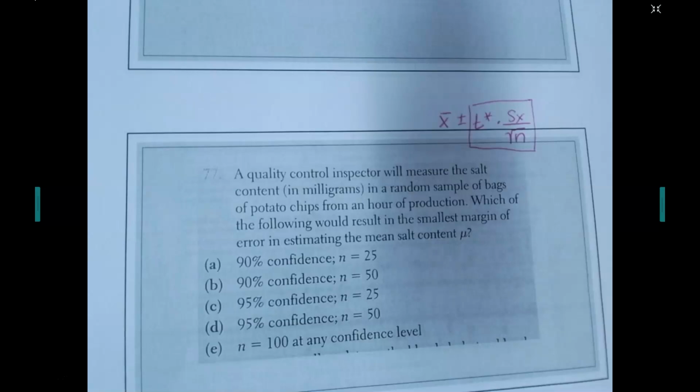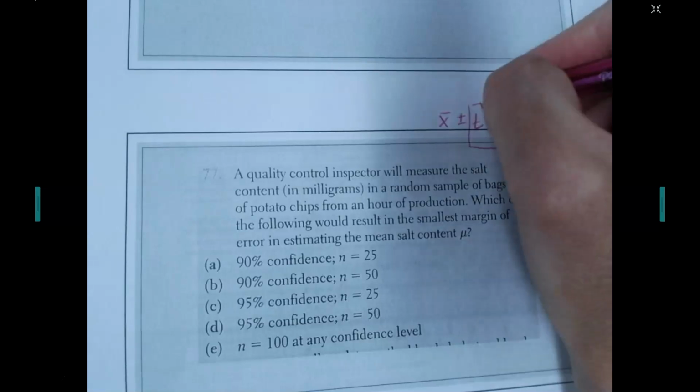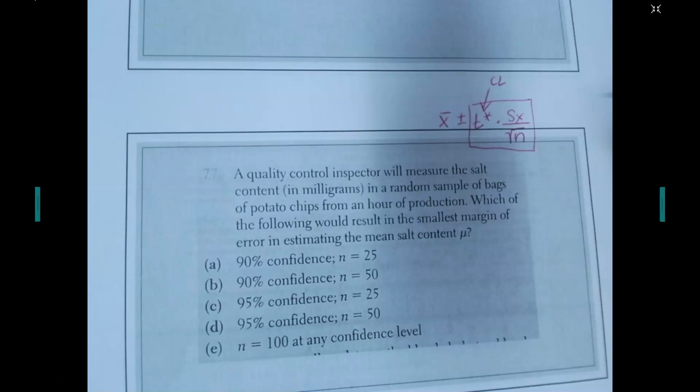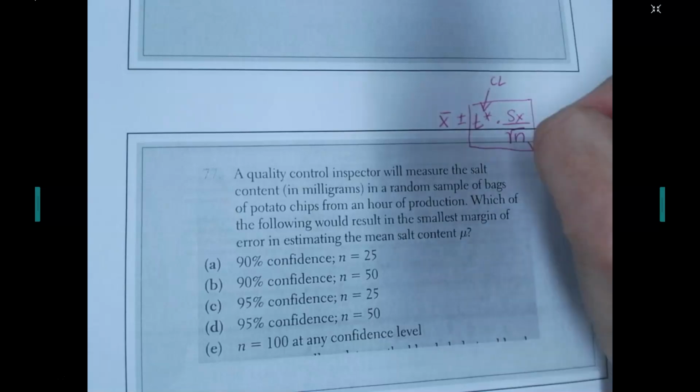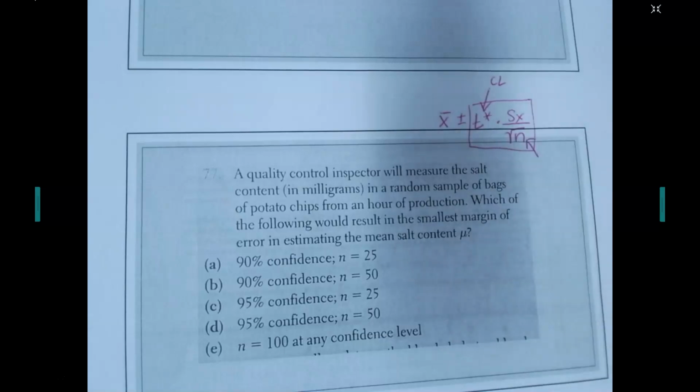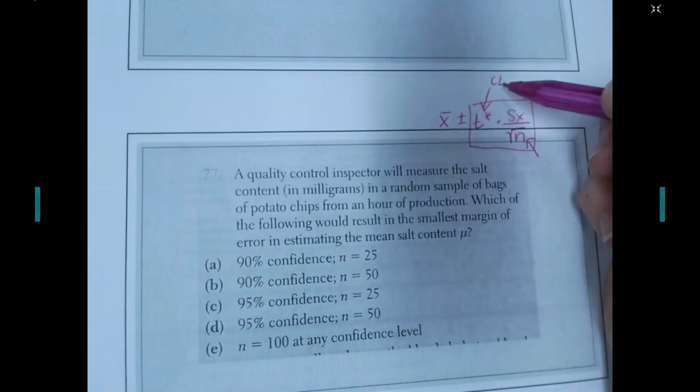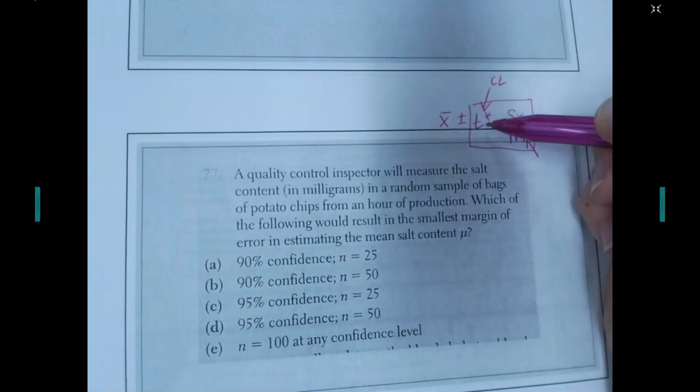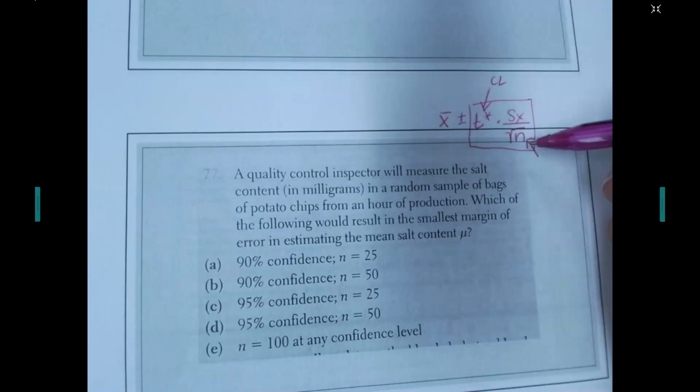Well, the main two things that affect the size of this margin of error are the confidence level, because that's what we use to find t star, right? And sample size. Okay, now notice confidence level. As confidence level gets bigger, it's going to make this number bigger, which is going to make it wider. So confidence level affects it directly. Sample size is in the denominator, so it affects it inversely. The larger your sample size is, the smaller this is going to be, and so the smaller the width.